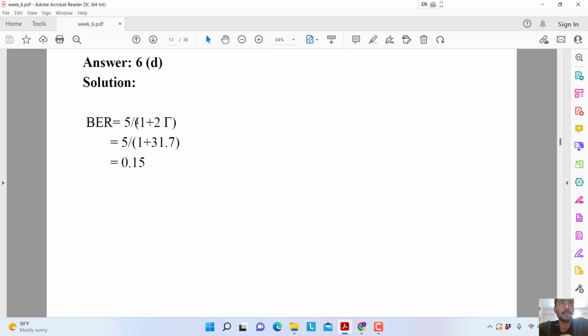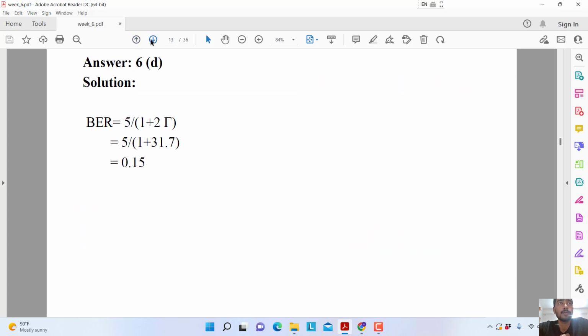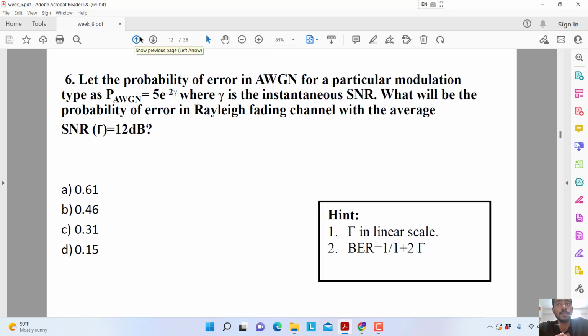Okay, yes, the solution. Firstly, convert gamma to the linear scale. Here, gamma in dB is 12 dB. Converting to the linear scale, it will come around 15 point something. So just put the value of gamma, and it will come 0.15. So option D is the right answer.